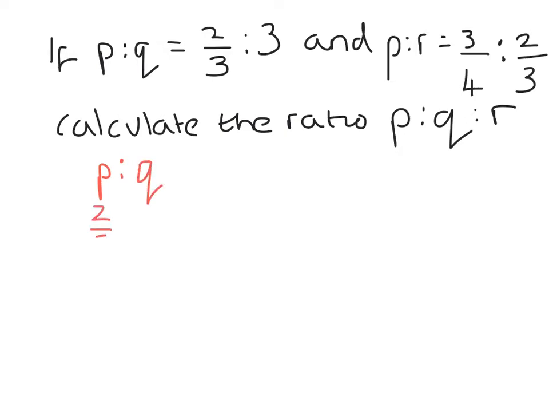And it's 2/3 to 3. Well, that fraction can be got rid of really easily by just timesing both sides by 3. So I'm going to get 2 to 9.